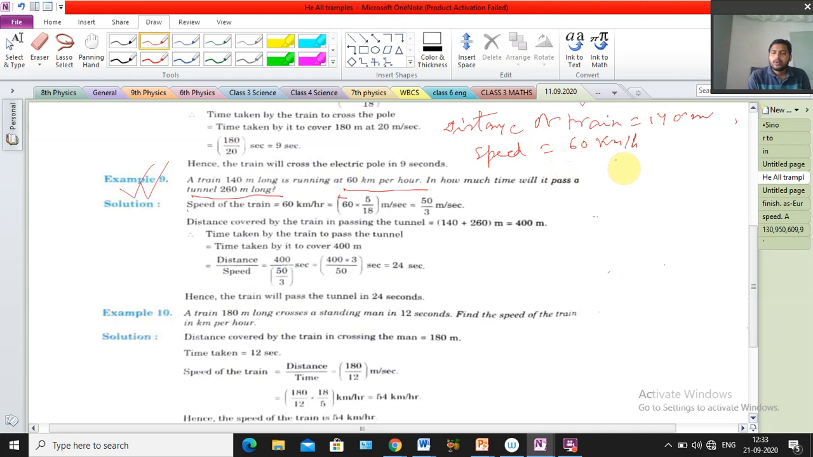But here one thing you have to see, see here distance is given in meter, the unit is given here as meter, but here it is kilometer per hour, okay? So that's why you have to change this unit, kilometer per hour, into meter per second. Clear? Clear or not? So how to do this one? Just see.